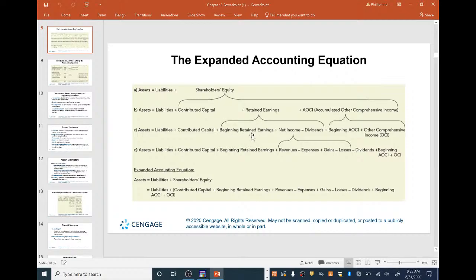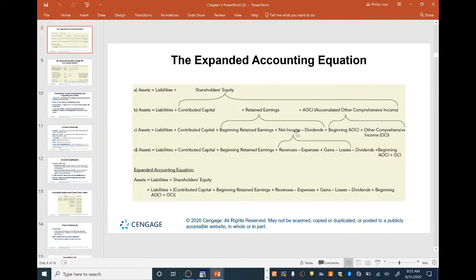Retained earnings is only affected by two things: net income, so the money the company made, and the money that they paid to their owners, right, which is dividends. So once again, retained earnings, beginning retained earnings plus net income minus dividends, okay? Accumulated other comprehensive income, we can see the components of that is beginning accumulated other comprehensive income plus other comprehensive income, okay? So that's accumulated other comprehensive income.